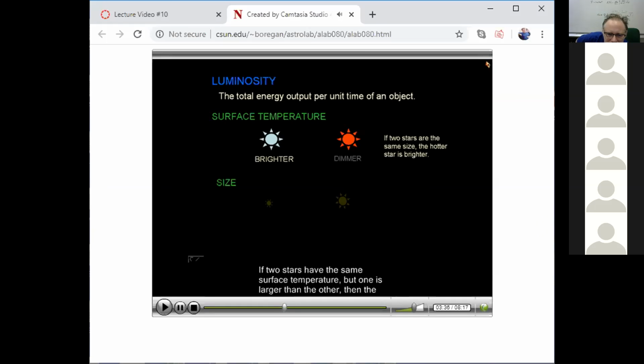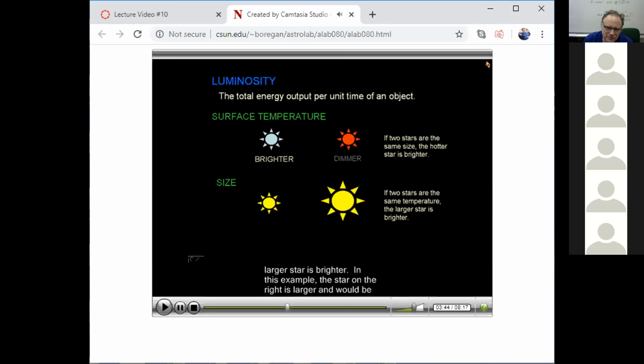If two stars have the same surface temperature, but one is larger than the other, then the larger star is brighter. In this example, the star on the right is larger and would be brighter. The star on the left is smaller and would be dimmer.